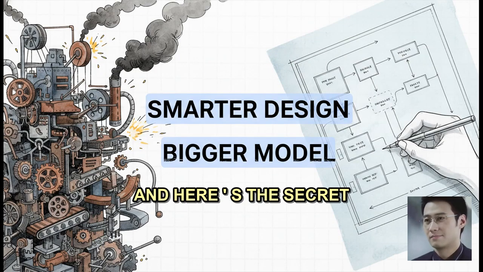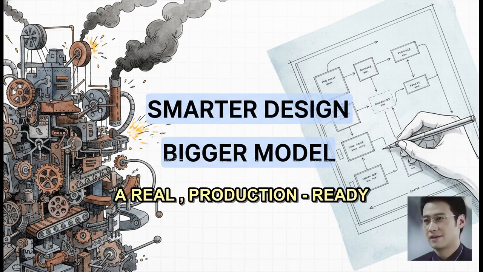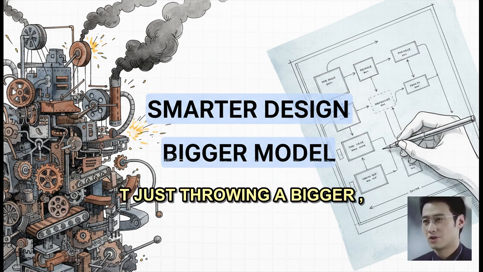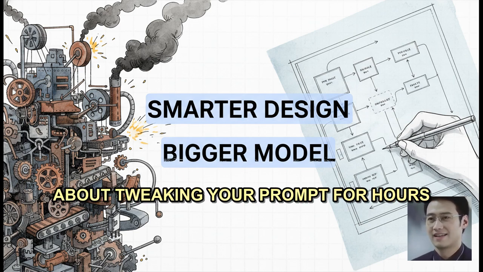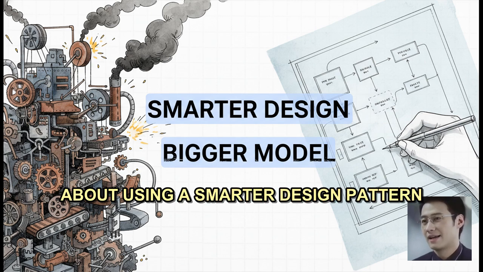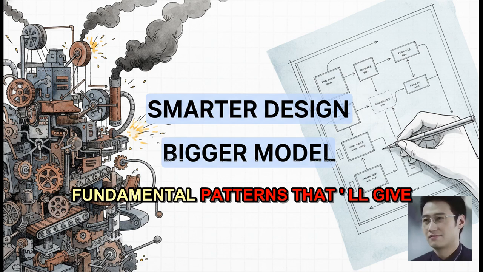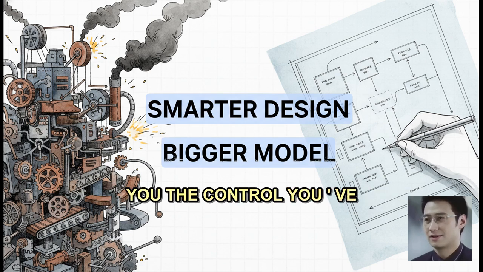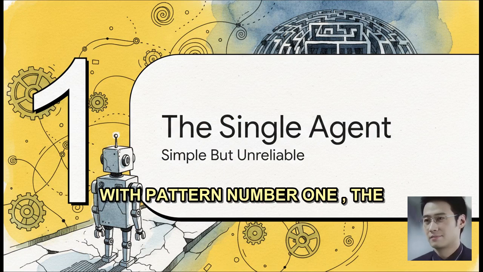And here's the secret. This is the thing that separates a cool little demo from a real production-ready app. The answer isn't just throwing a bigger, more expensive model at the problem. And it's not about tweaking your prompt for hours on end. It's about architecture. It's about using a smarter design pattern. That's the blueprint we're talking about. And in this explainer, we're going to walk through 3 fundamental patterns that'll give you the control you've been looking for. Okay, let's kick things off with pattern number 1, the single agent.